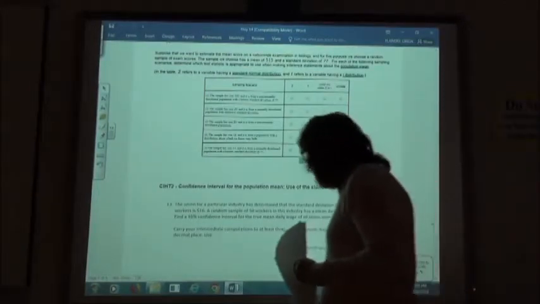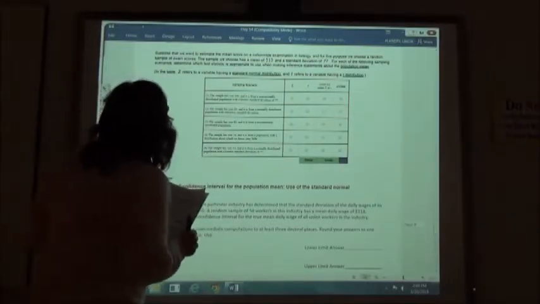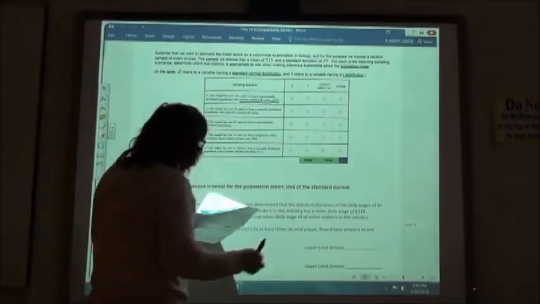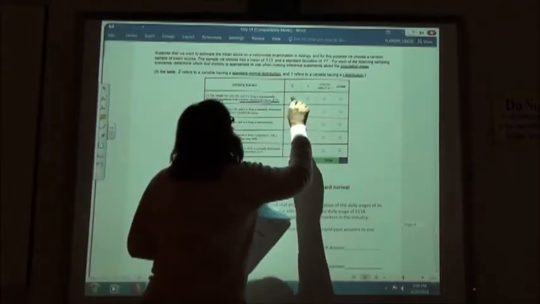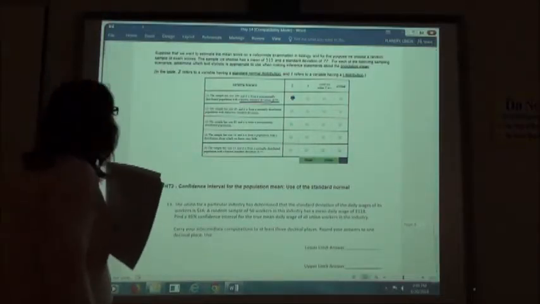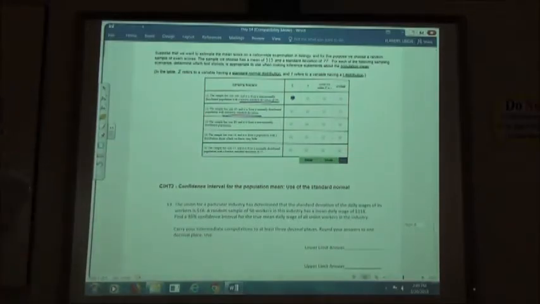All right, number 12, same thing here. We have a sample size of 100. It is from a non-normally distributed population with a known standard deviation of 77. We would use the Z. Number 2, the sample has a size of 20. It's from a normally distributed population with an unknown standard deviation. T.